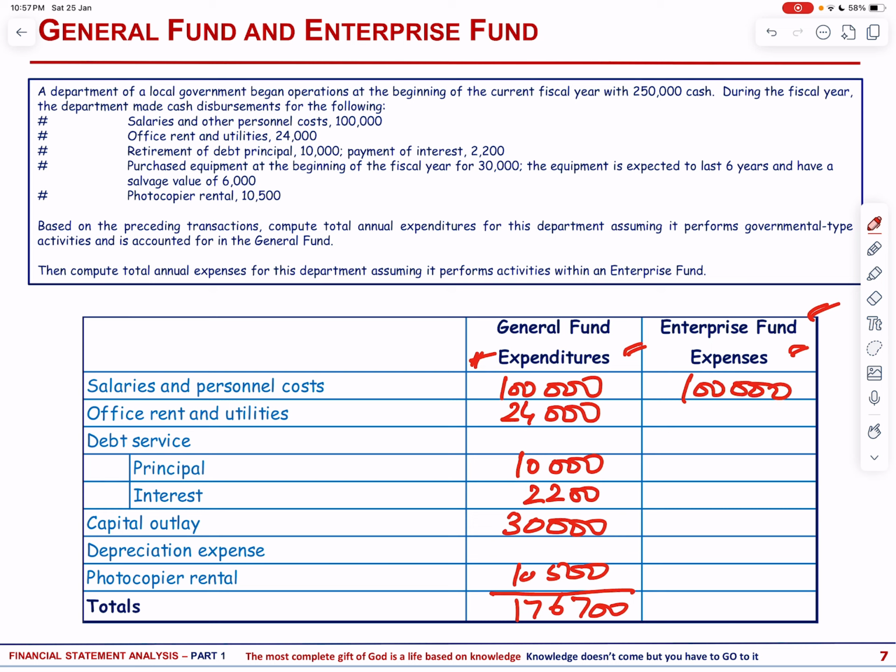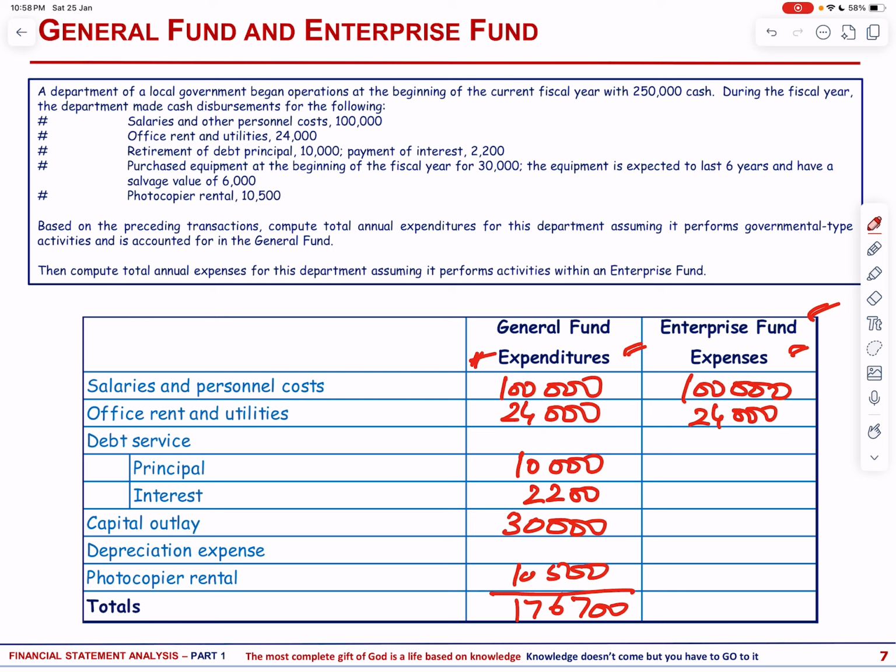Then we have the non salaries and other personal costs. These are the cost or expenses in the enterprise fund when they are incurred. Then we have office rent and utilities expense of 24,000. Now rent and utilities, these are operating expenses for the enterprise fund.